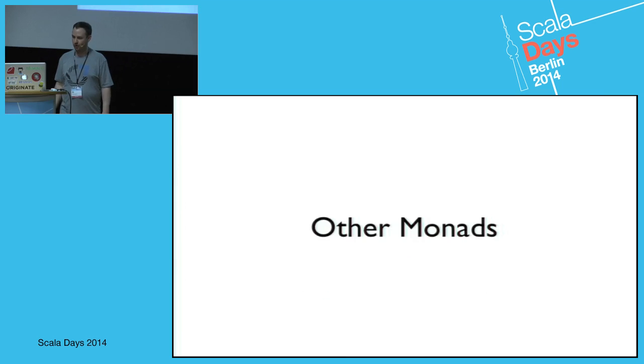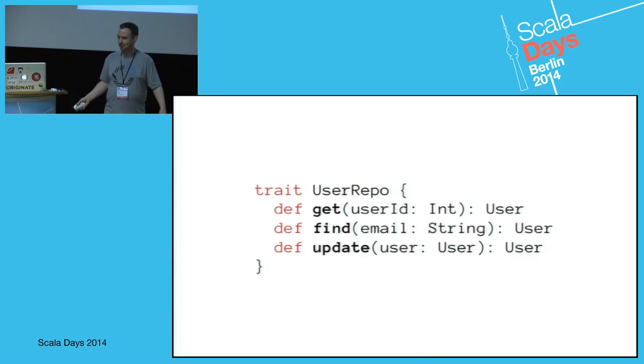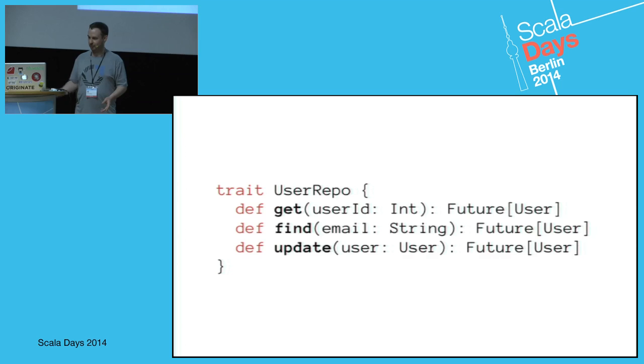So what about using other monads in your application? At Originate, we mainly use Scala for web applications, and we typically use the Play framework. And the Play framework likes things to be asynchronous, and we like things to be asynchronous. And our repositories usually don't look like this. They look more like this.